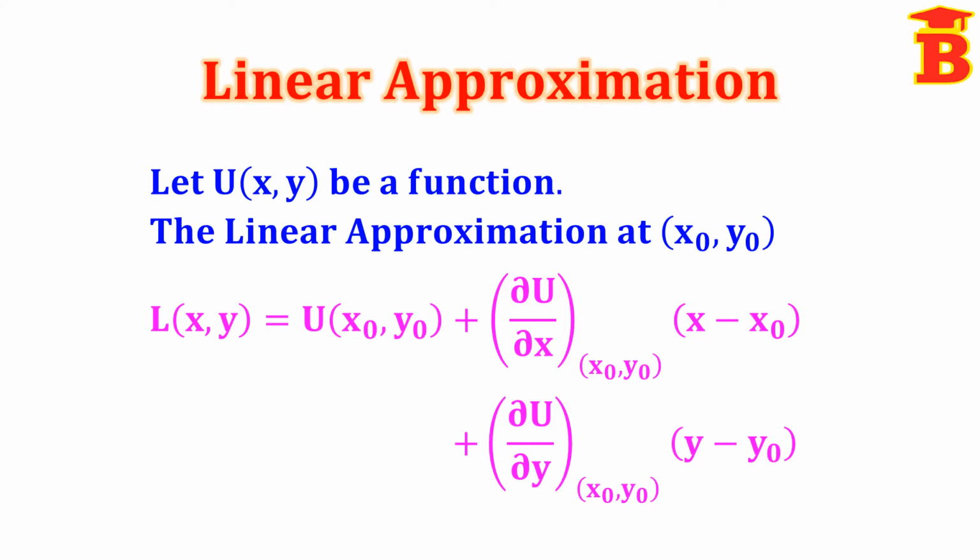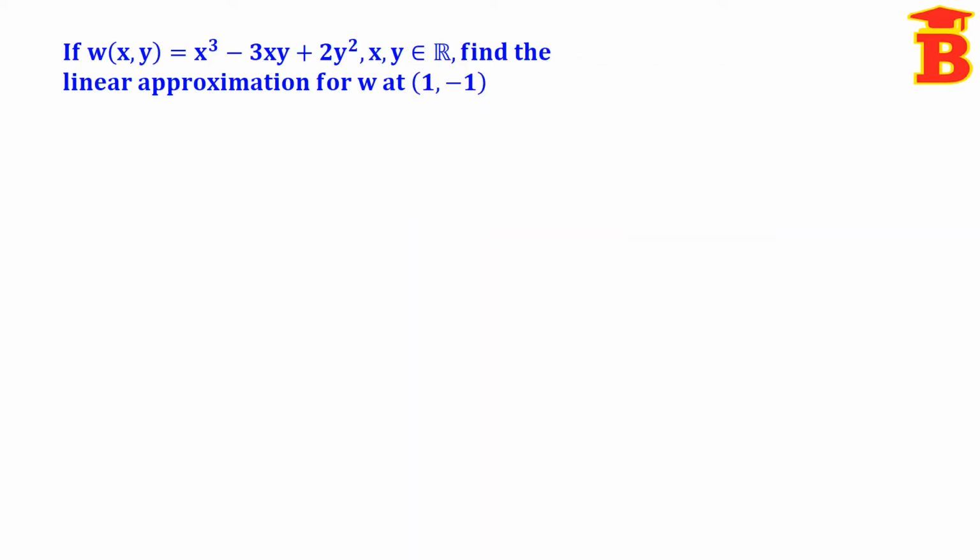Here u is a function of x comma y. So we have to find dou u by dou x and then dou u by dou y. After that use the formula. So if we remember the formula, we can do the problems very easily. Now let us see the problems.